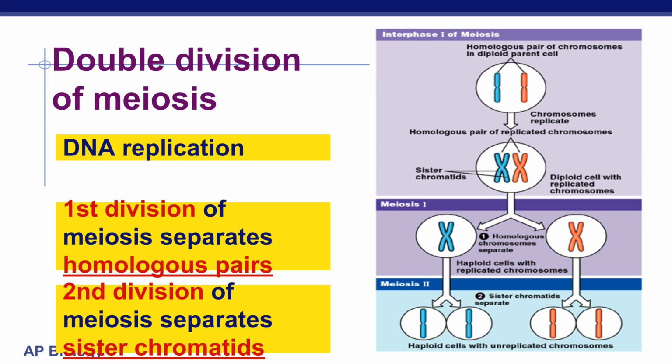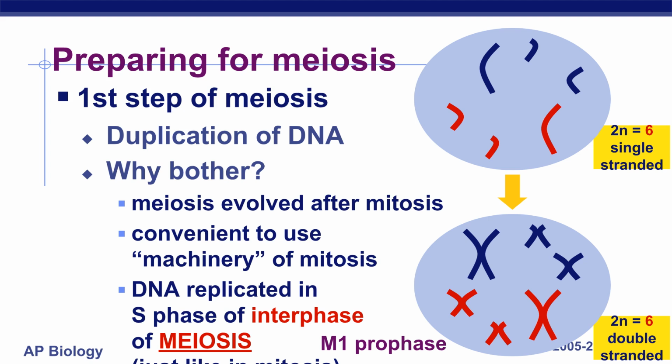DNA replication occurs during interphase before meiosis begins. The first division of meiosis separates homologous pairs. The second division of meiosis separates sister chromatids, resulting in haploid cells with unreplicated chromosomes. The first step of meiosis involves duplication of DNA. This occurs because meiosis evolved after mitosis, and it is convenient to use the existing mitotic machinery. DNA is replicated during the S phase of interphase, just like in mitosis, resulting in double-stranded chromosomes for prophase I.